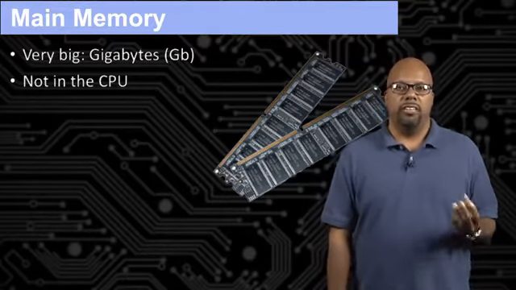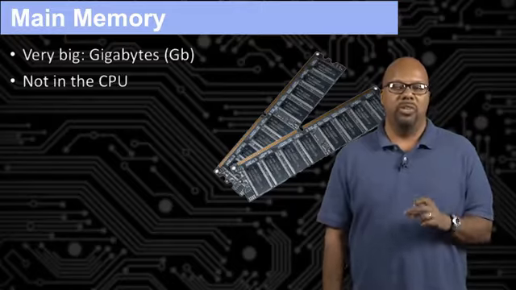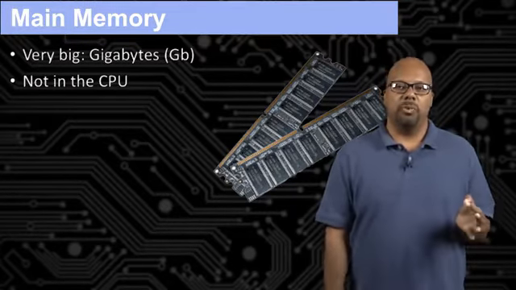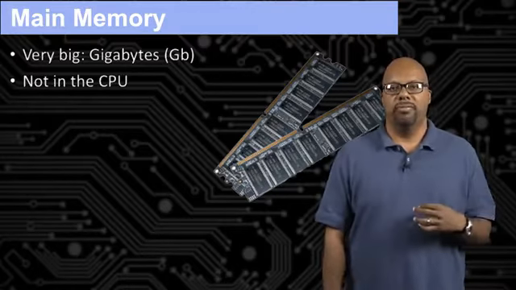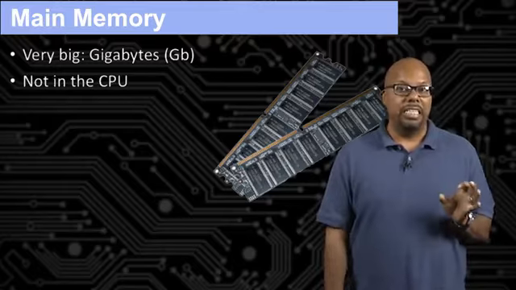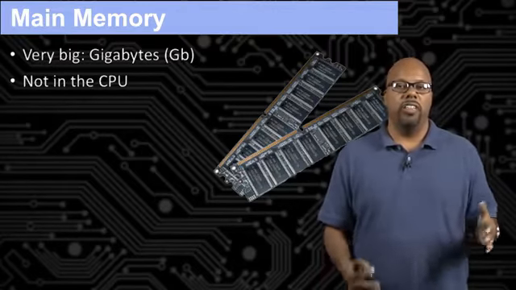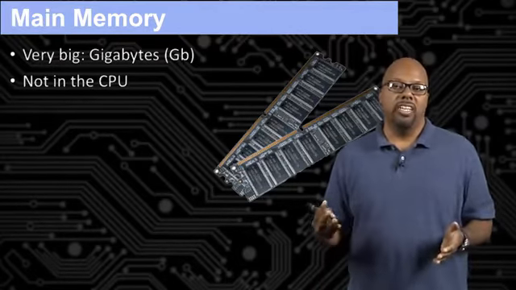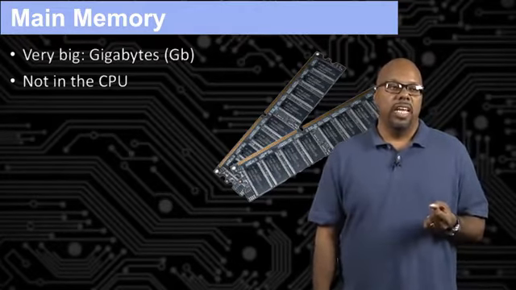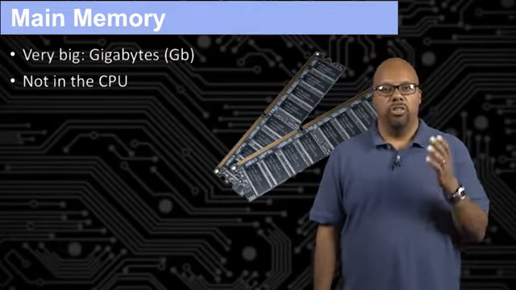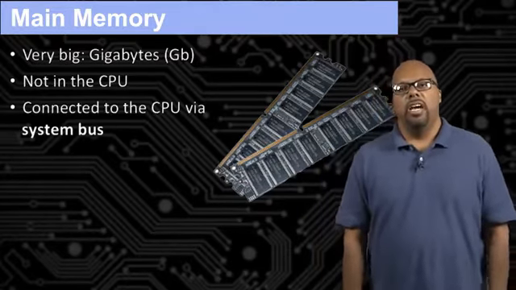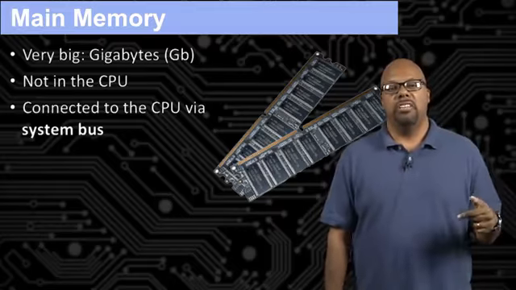So it's not on the same chip as the CPU. By the way, I'm throwing in another term. By CPU, I'm using that the same as a microprocessor and the same as a microcontroller. Okay, same thing, roughly. So main memory is not going to be in the CPU, it's off the CPU. It's on the same board, but it's a different chip, a different set of chips. In fact, if you look at that memory, it's multiple chips, all put together. It's connected to the CPU via a system bus.